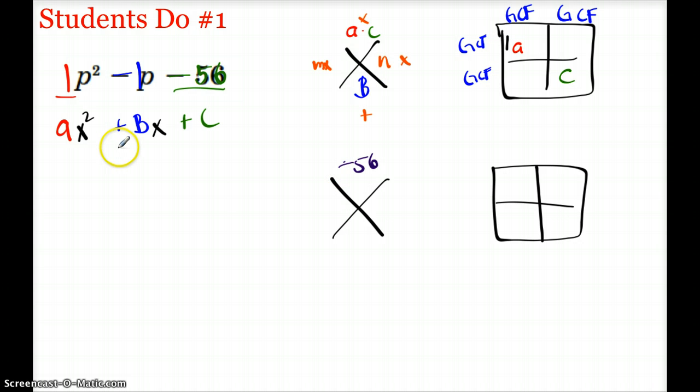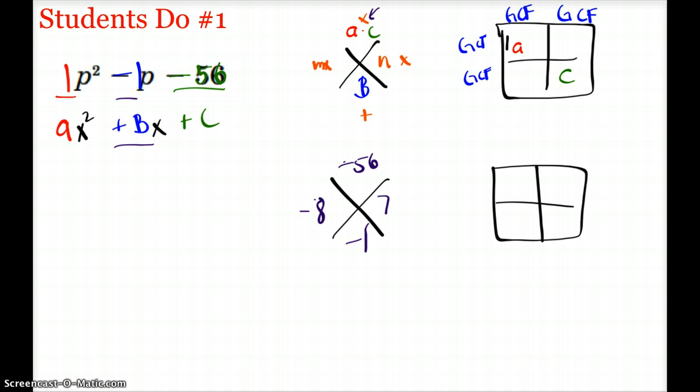My B term, my B is negative 1. Now, this gets a little trickier once you start having negatives, especially if you're not good with them, and that's usually where we're having a lot of our trouble. So I have to think of two numbers that multiply to give me negative 56, and the same two numbers should add to give me negative 1. So 56 is going to be 8 times 7. And I want a negative 1, so I want one of them to be negative. There you go.